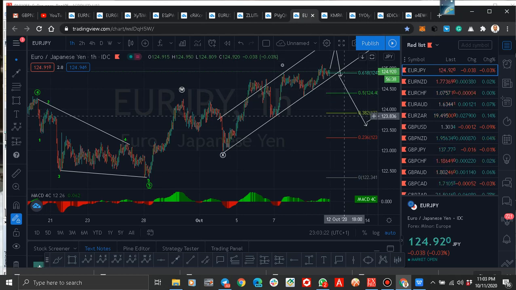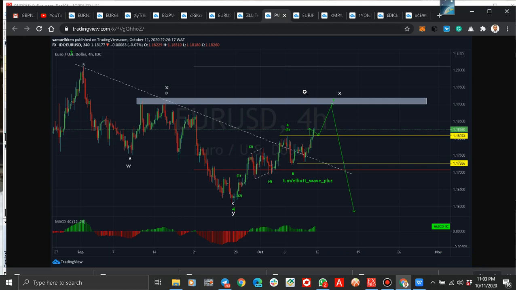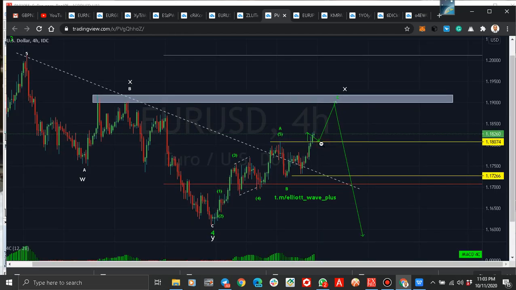EURJPY, I've told you about it. Then another, EURUSD. Yesterday I made an analysis on EURUSD, so I don't have much to say here. But as you can see, if you watch my last video, I pointed out that if this line is broken, then we might have another high, and the line has been broken and closed above it. So I will look for a buy setup. I will buy and watch what happens here. I will likely take profit here.